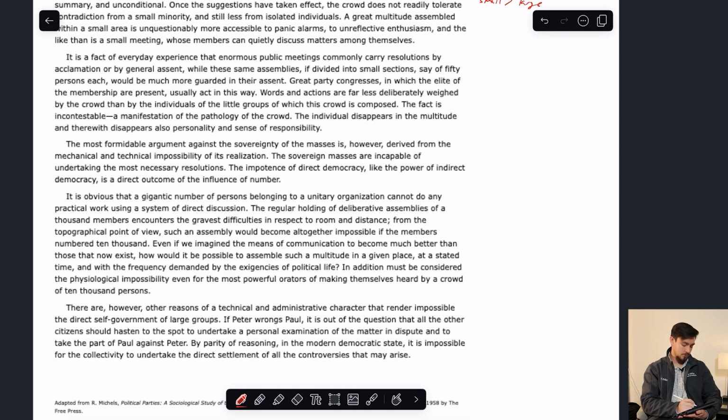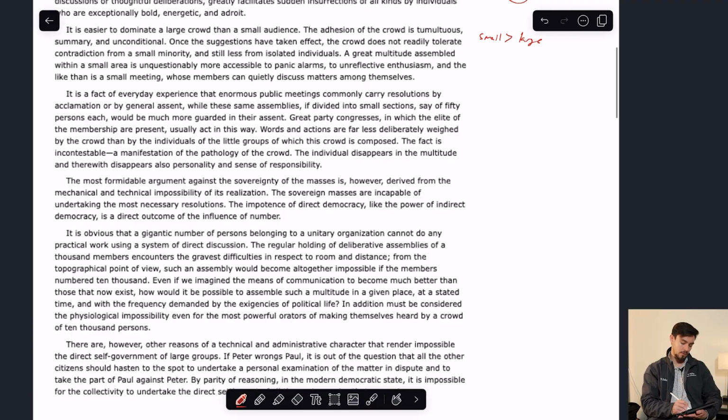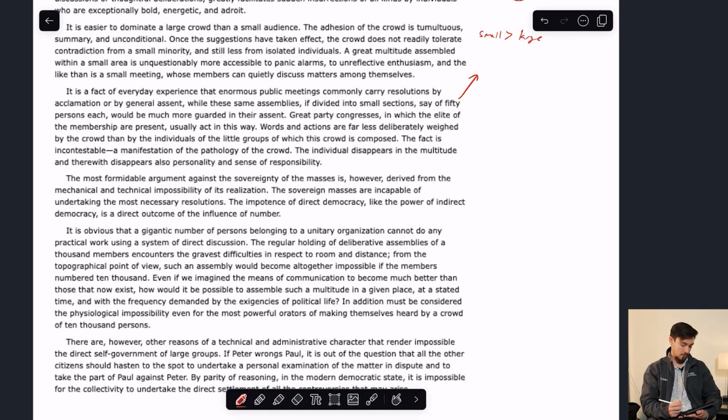It is a fact of everyday experience that enormous public meetings commonly carry resolutions by acclamation or by general assent, while these same assemblies, if divided into small sections, say of 50 people each, would be much more guarded in their assent. So that's just more support here. Great party congresses, in which the elite of the membership are present, usually act in this way. Words and actions are far less deliberately weighed by the crowd than by the individuals of the little groups of which the crowd is composed. So more support here that small groups are better than large groups.